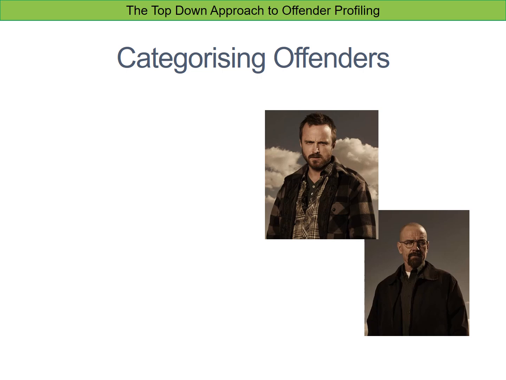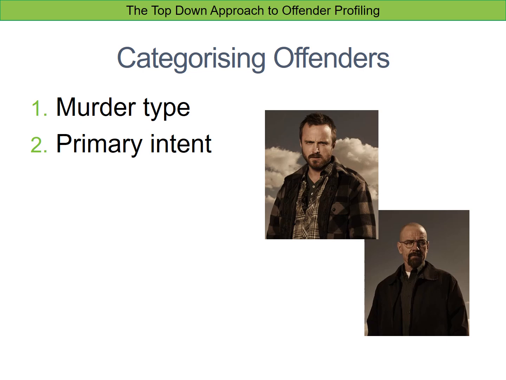So once offenders have been categorised into organised or disorganised, the investigating officers can then use 7 different factors to help build a more detailed picture of the offenders. So the first factor they might look at is the murder type. So this is whether or not the murder is premeditated or whether it's one in a series. The second thing they might look at is the primary intent. So this links into whether or not the crime is premeditated or whether it was an impulsive crime.